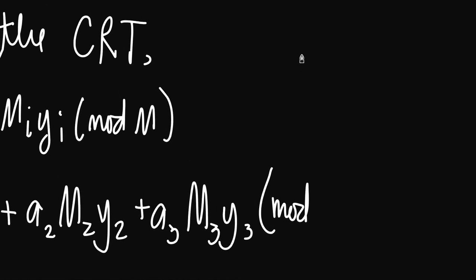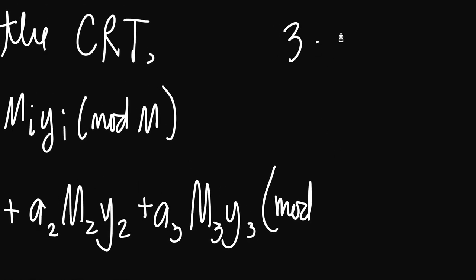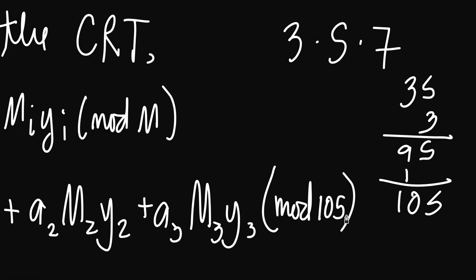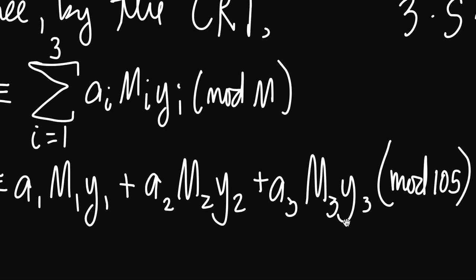3 times 7 times 5 is 35. Multiply that by 3, that's 9, 15. That's going to give us 105. So it's mod 105. Okay, good, better. So what we need to do is to fill in these values of all the a, the m, big M's, and the y's.